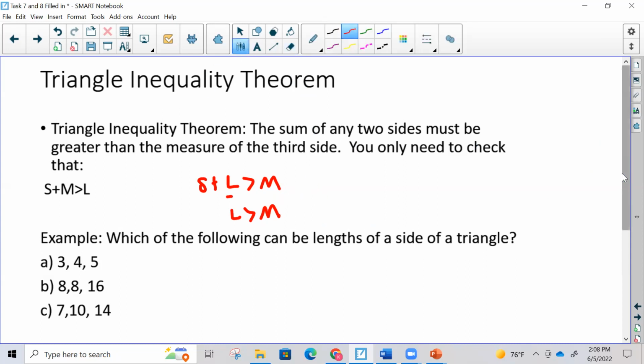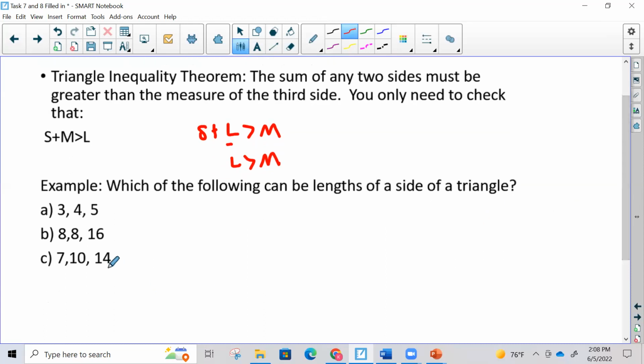So for these, if we want to check, can these be the lengths of the sides of a triangle? I find the small and the medium, and just make sure they're not always in order. So just pay attention, and I add them. So 3 plus 4 is 7, and that is greater than 5. So the small plus the medium is greater than the large. And this is a triangle.